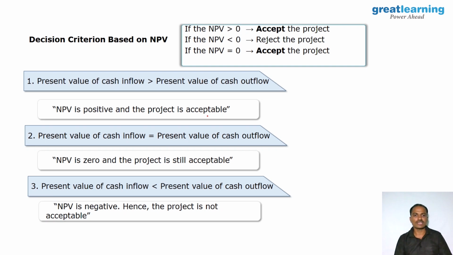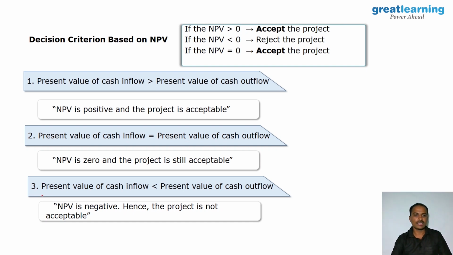The present value of cash inflow is equal to the present value of cash outflow. In that case, NPV is 0. That is the reason the project is still acceptable, though this is a decision to be taken based on the circumstances, because the present value of cash inflow is equal to the present value of cash outflow. So still the project is accepted because the project is yielding an NPV of 0, right? So NPV is 0, so still it can be accepted.